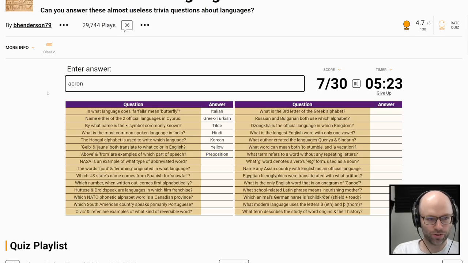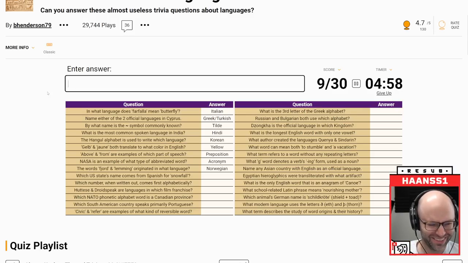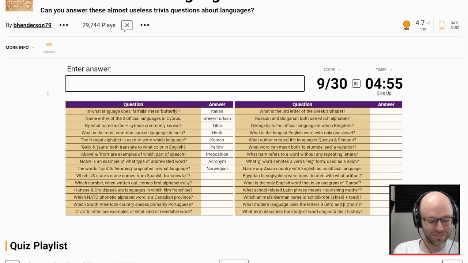NASA is an example of an acronym. Fjord and Lemming are from Norwegian. U.S. state name comes from Spanish for snowfall. Dakota? No way. Spanish for snowfall. Ohio. Spanish for snowfall. Arizona, it makes no sense. Florida? I'm passing for a second.